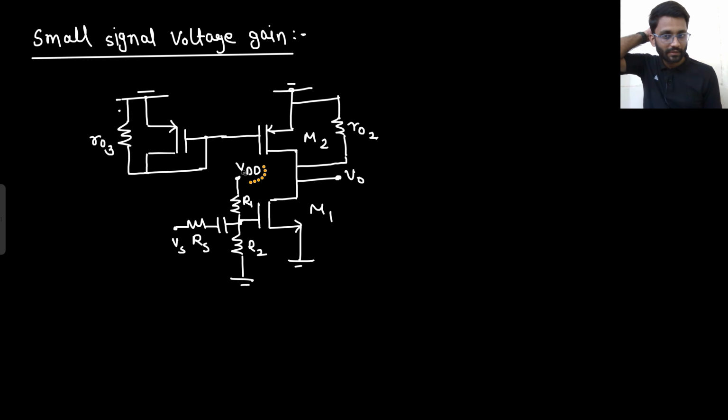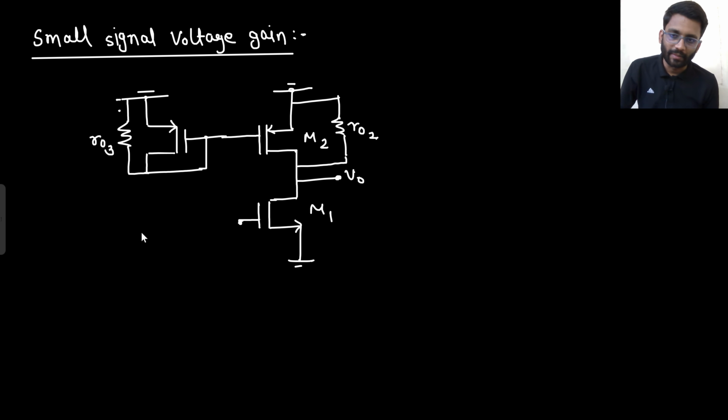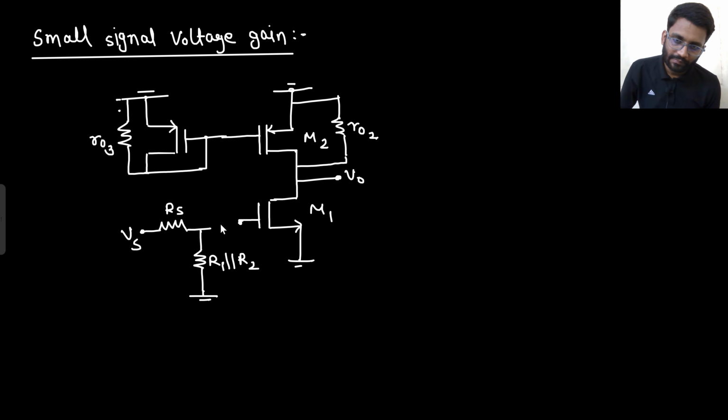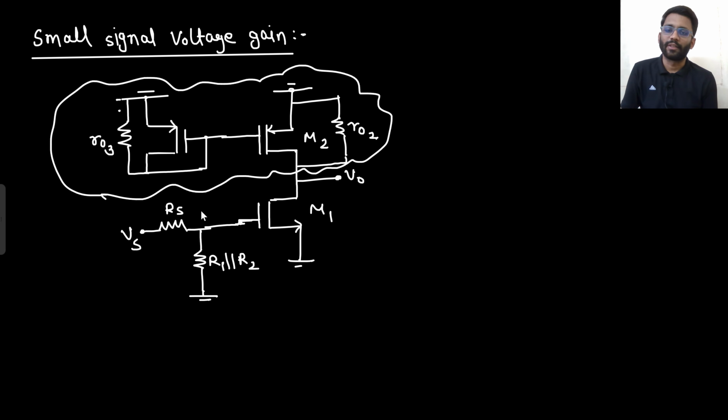What about this? This VDD will be gone and R1, R2 will come in parallel. So better we make it like this. This is Vs, this is Rs. R1 and R2 will come in parallel. R1 parallel R2 will be connected like this. Say yes or no. Are you agreeing to my point? What will happen to this circuitry? This is the task. What will happen to this much of circuitry?